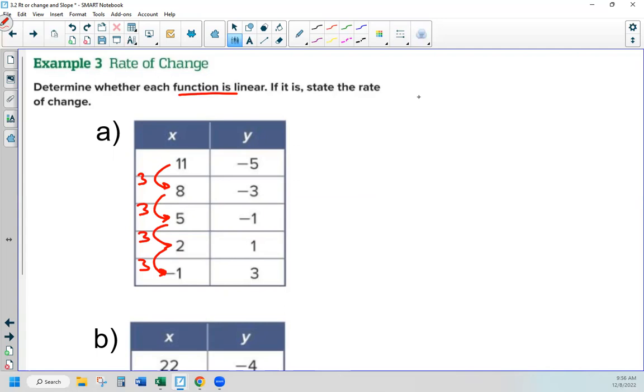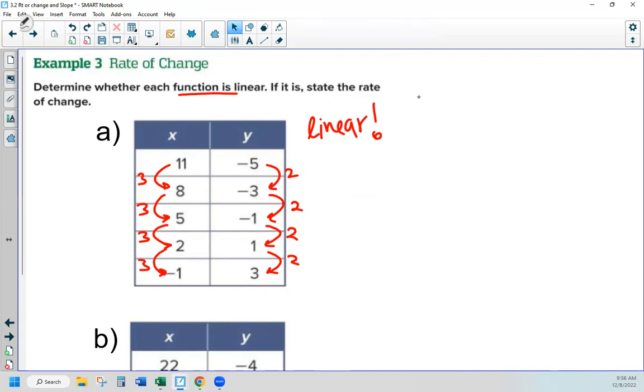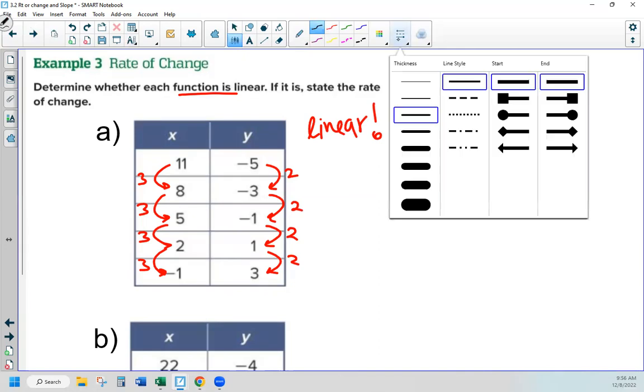What about our y values? From negative 5 to negative 3, that is a difference of 2. There's another jump of 2, and a jump of 2. This makes it linear. Both the domain and the range have an addition pattern throughout the whole table. Now, find the rate of change. Rate of change is slope. Very simple. Choose any 2 points that you want and plug them into your slope formula.